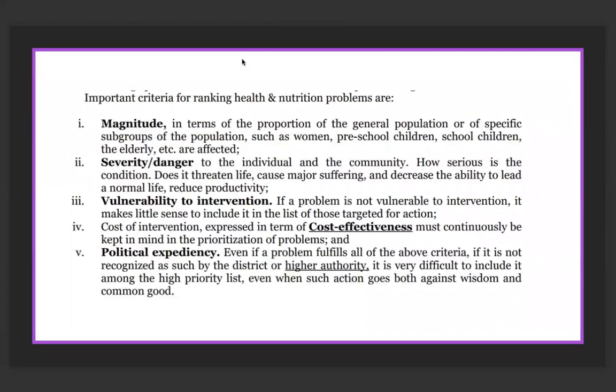Important criteria for ranking health and nutrition problems are magnitude, in terms of the proportion of the general population or of specific subgroups of the population, such as women, preschool children, school children, the elderly, etc., that are affected. Severity, danger to the individual and the community. How serious is the condition? Does it threaten life? Cause major suffering and decrease the ability to lead a normal life, reduce productivity.